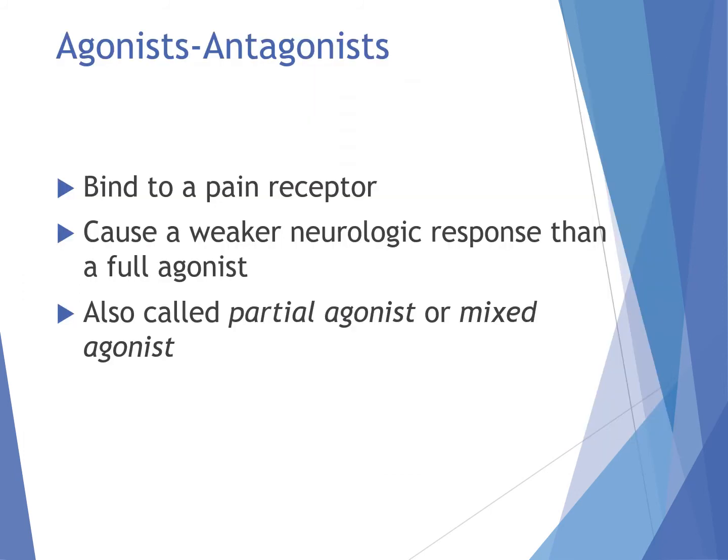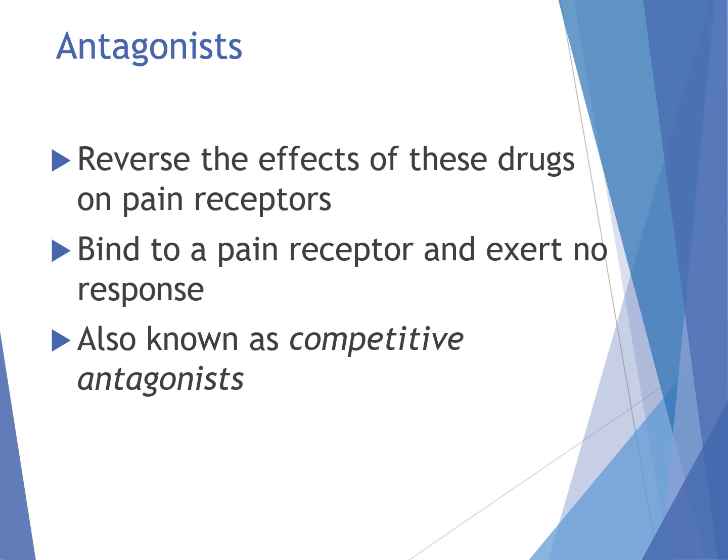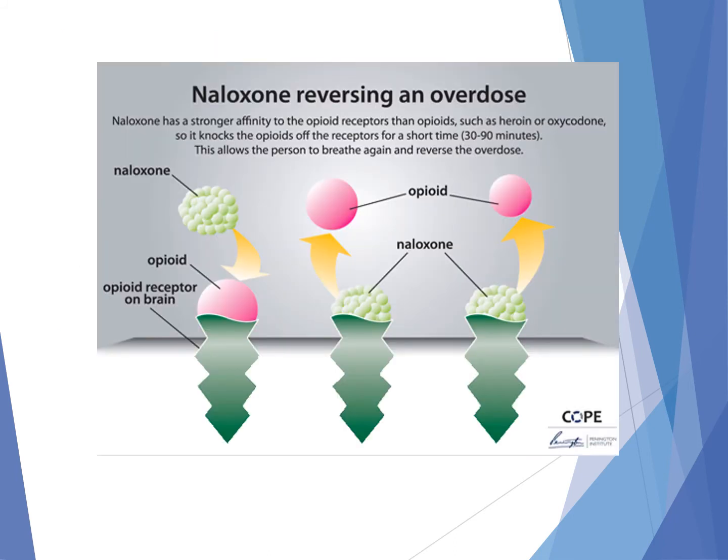Agonists and antagonists bind to the pain receptor and cause a weaker neurologic response than a full agonist, also called partial agonist or mixed agonist. Antagonists reverse the effects of the drugs on pain receptors, bind to a pain receptor and exert no response, also known as competitive antagonists. Here's a figure of naloxone reversing an overdose and how that happens.